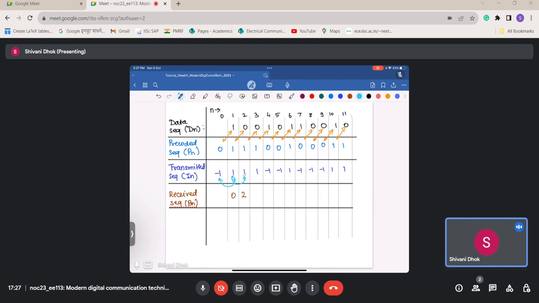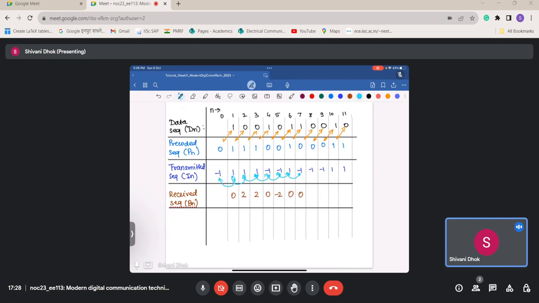Similarly, we'll find the addition of these two. That comes out to be again 2. Then we'll find these two, which is 0. Then we will find the addition of these two, that is minus 1, which comes out to be equal to minus 2. Then we'll find the addition of these two, which again comes out to be equal to 0. Then we'll find the value of 1 and minus 1, which comes out to be equal to 0.